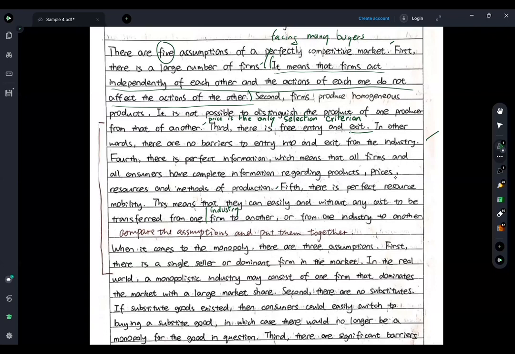But that's a bit beyond the syllabus. Usually, I don't advise my students to include this assumption. I think it's fine if we just focus on the first 4.